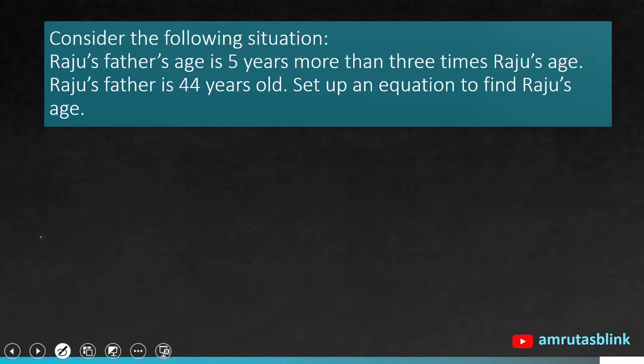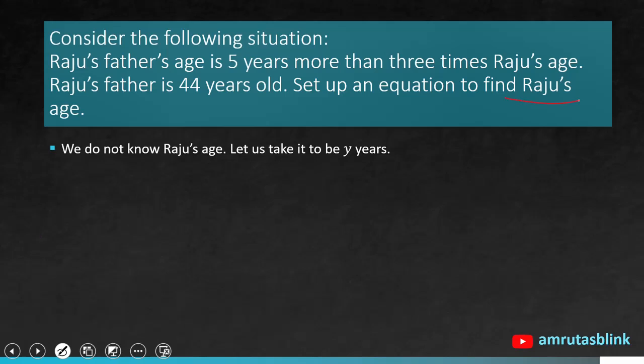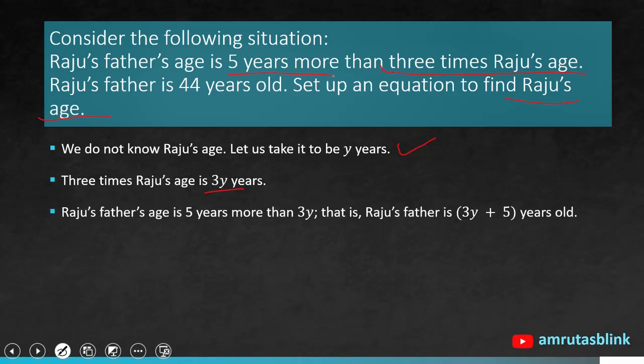Now here in this scenario, Raju's age is not known. So we will assume that Raju's age is, let's say, y years. So the first thing is done, that is Raju's age is y years. Now what is given? Raju's father's age is 5 years more than 3 times Raju's age. Now 3 times Raju's age will be 3y. Now 5 years more, so it will be 3y plus 5.